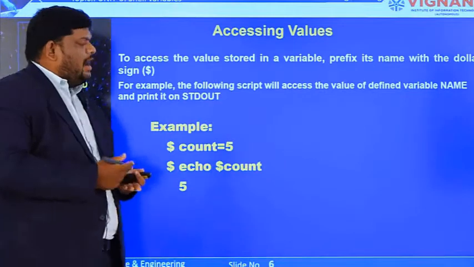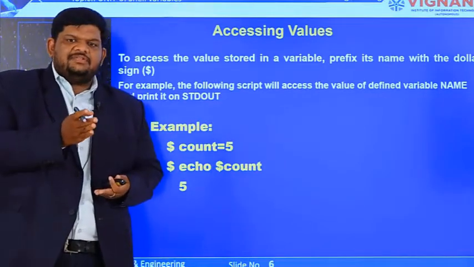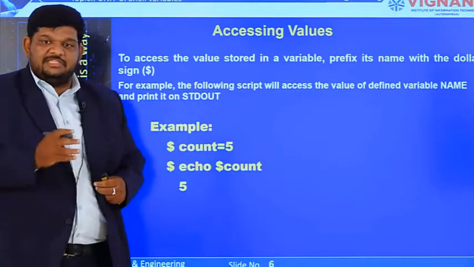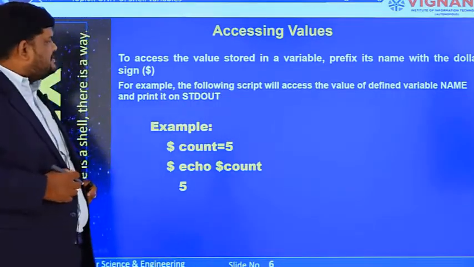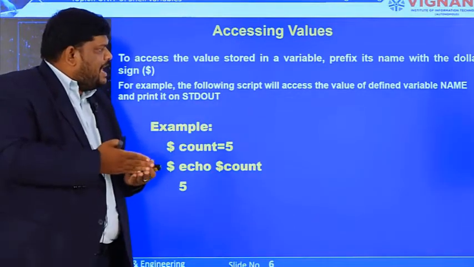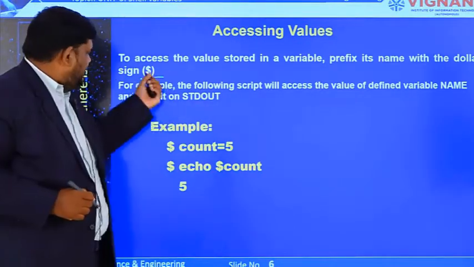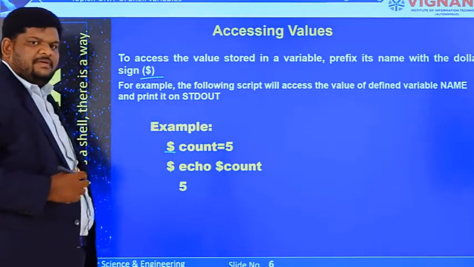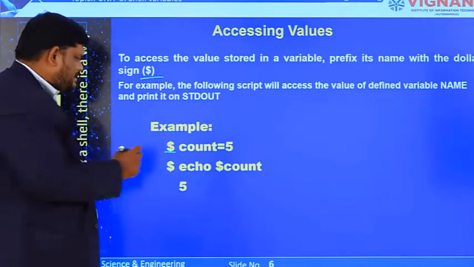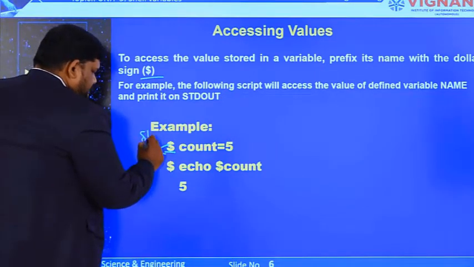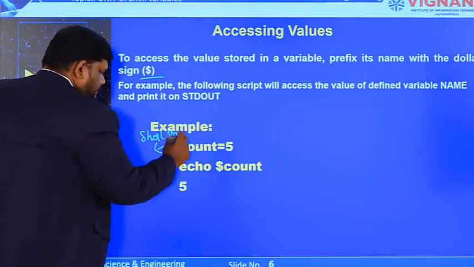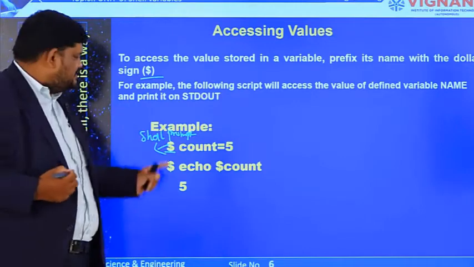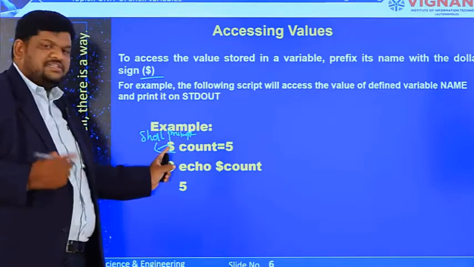Now let us see how we are going to access the values that are present in the variable. Now the topic is accessing values which are present in variables. To access the values, we prefix the name with the $ sign. I will explain with an example. Let us consider here, this $ sign is not a character, this indicates the shell prompt. That means it shows which type of shell we are using. That means this is the Bourne shell.